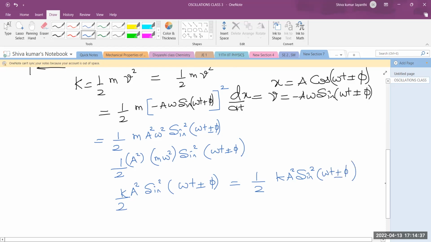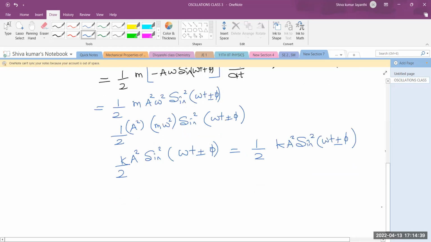Now this sine square plus or minus 5 is very important for us to understand. What is sine square? This is not there in your textbook, but I am telling you. What is sine square theta and cos square theta? How are they related? Do you have any idea? In 10th standard we learned: sine square theta plus cos square theta equal to 1. You know this trigonometric identity? Yes, sir. 10th standard.